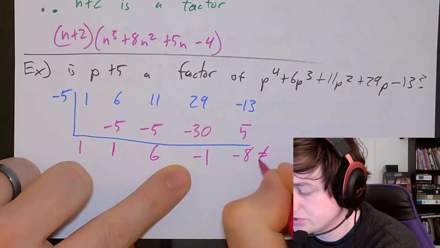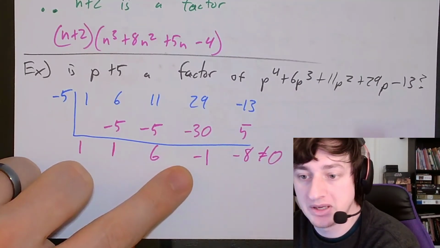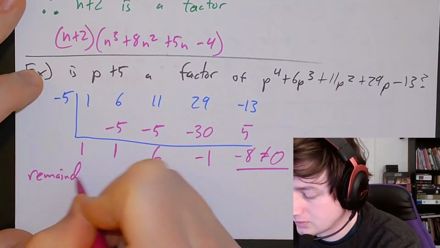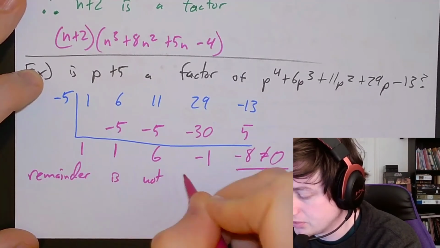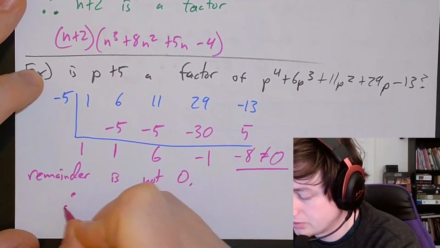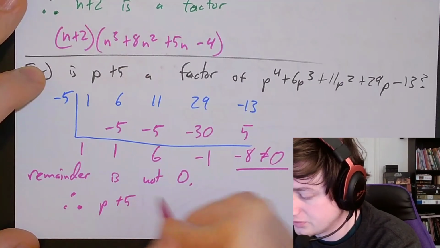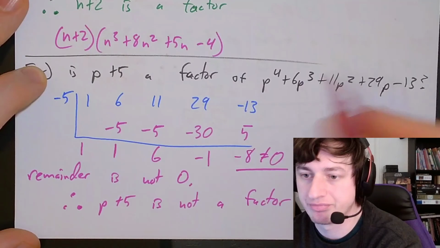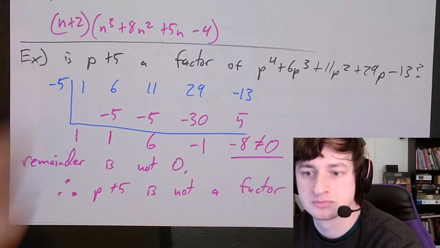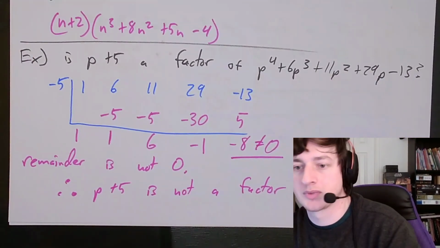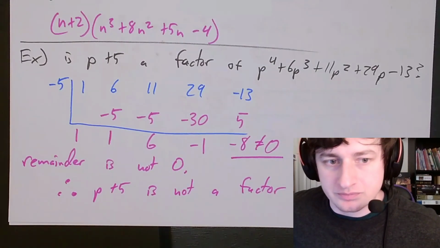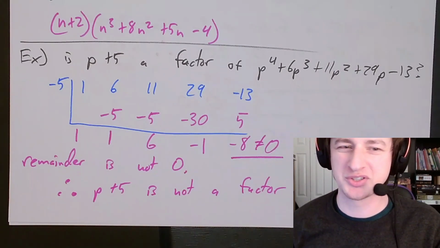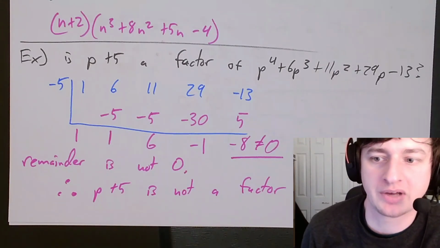This does not equal 0. Our remainder is not 0. Therefore, p plus 5 is not a factor of that function. Can't be divided, 13 can't be divided by 5, so it's not going to be a factor.